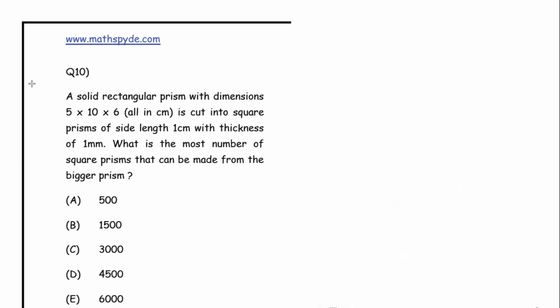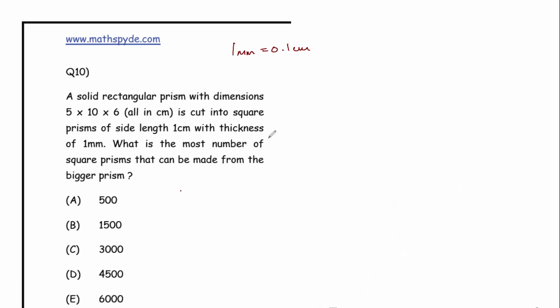A solid rectangular prism with dimensions 5, 10, and 6 is cut into square prisms of side length 1 centimeter with thickness of 1 mm. So 1 mm is 0.1 centimeter. What is the most number of square prisms that can be made from the bigger prism?